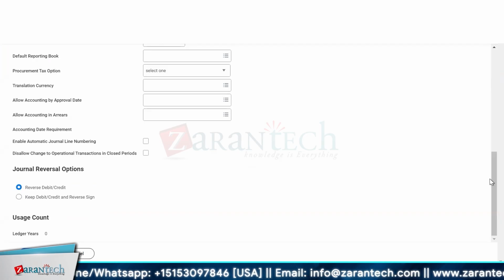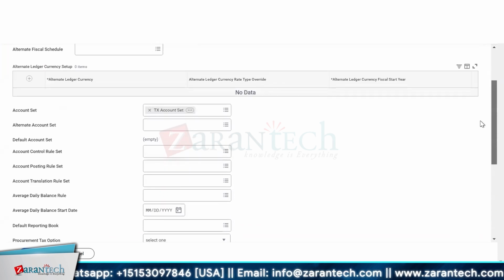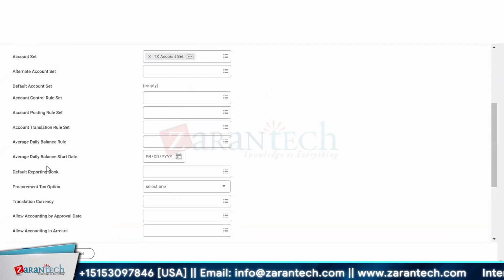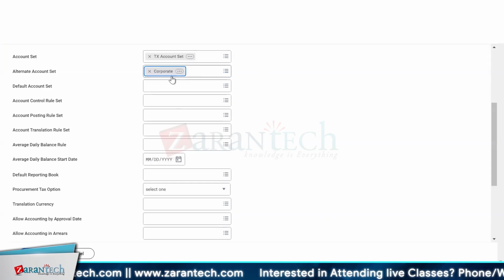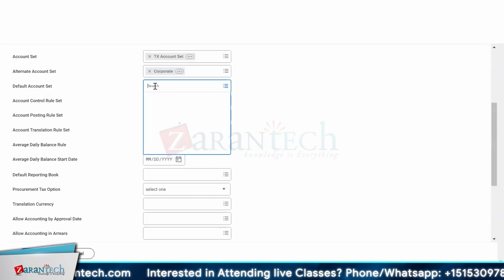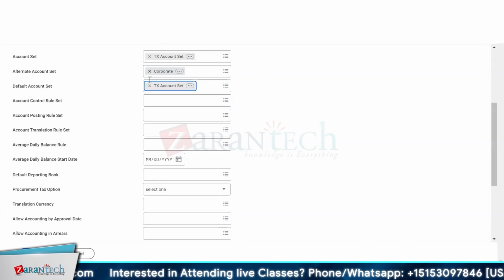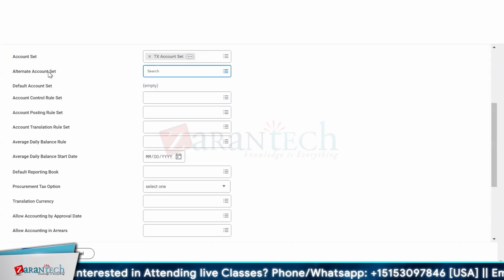We will discuss this point in a detailed way in our GL activity. There are other fields available which are optional but not mandatory. A few of them we will discuss. If you have two different accounting sets or charts of accounts, then you can design it here. For the standard chart of accounts, which one will be defaulted? Meaning that whenever you open this company, the default would be TX. But if you have only one, you don't need to define an alternate.